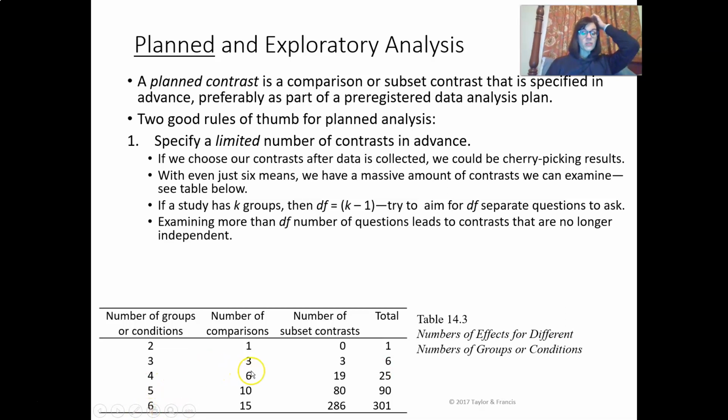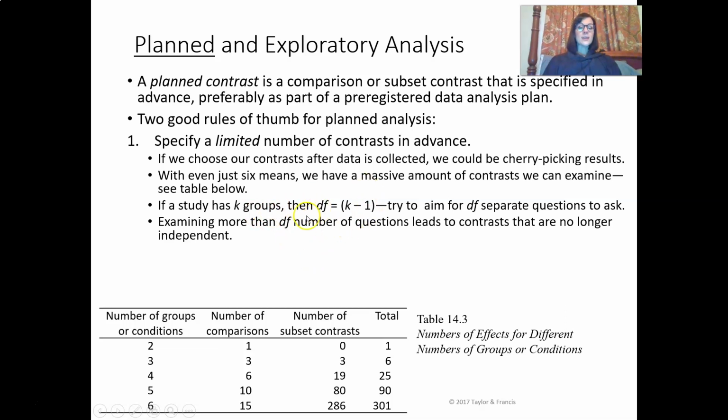By the time you get to 4, there are 6 different comparisons and 19 different subset contrasts, creating 25 in total. By the time you get to 5, there are 10 comparisons, 80 subset contrasts, 90 total. By the time you get to 6, there are 15 comparisons, 286 subset contrasts, 301 in total. So even with just 6 means, there are a massive number of contrasts that we can examine.